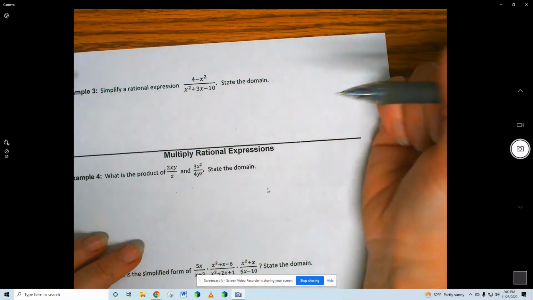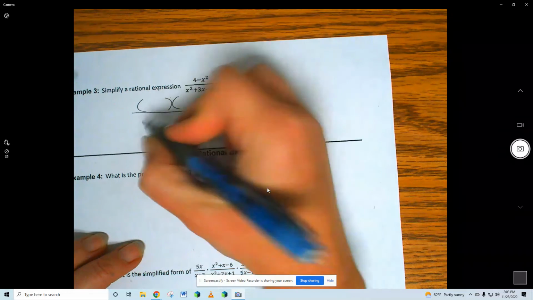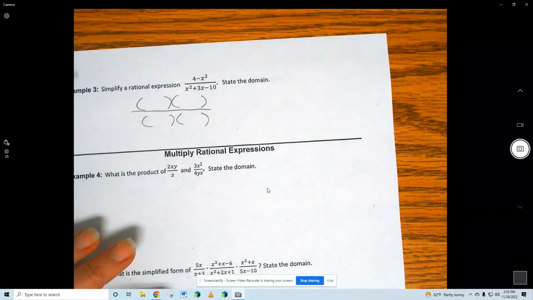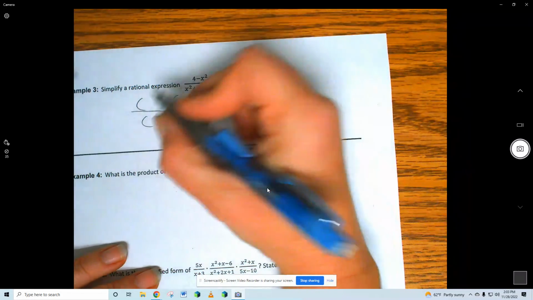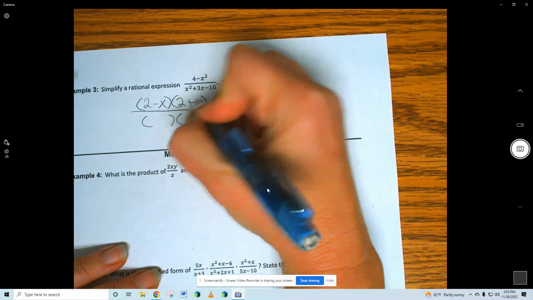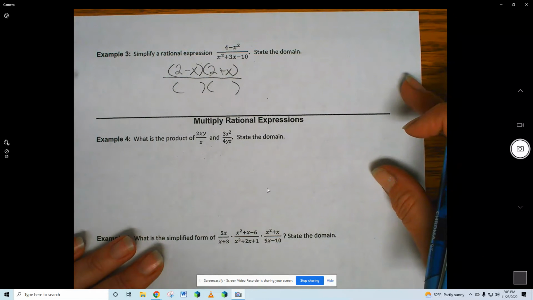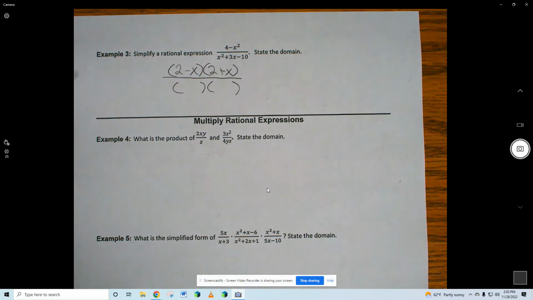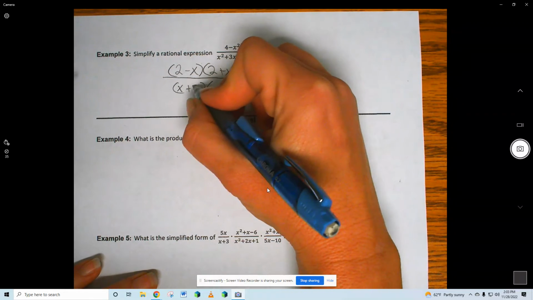Four minus x squared. What does that numerator become? Say it again. X minus 2, x plus 2. I have to do 2 minus x, though, because it's backwards. What about my denominator? Multiplies to make negative 10, adds up to 3. 5 and negative 2, yeah. X plus 5, x minus 2.